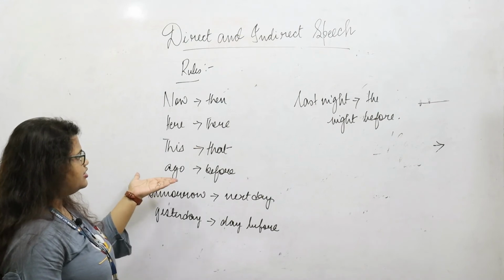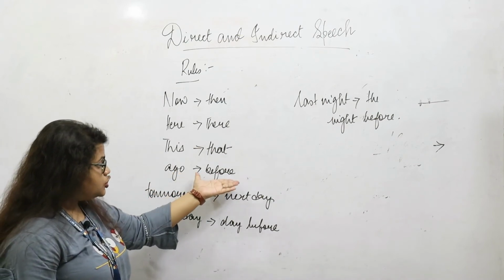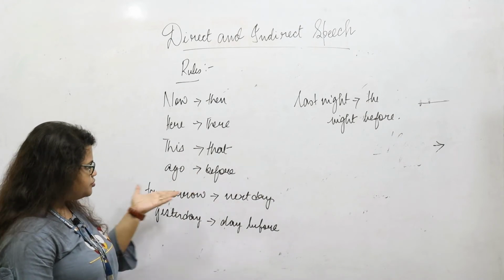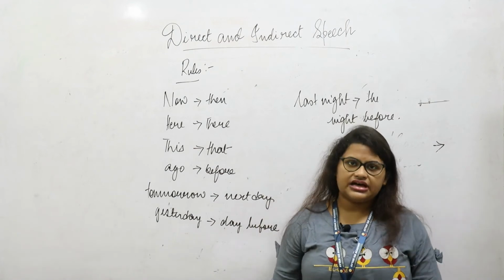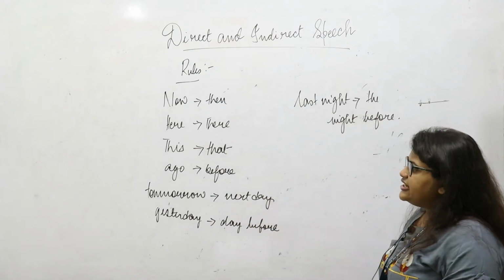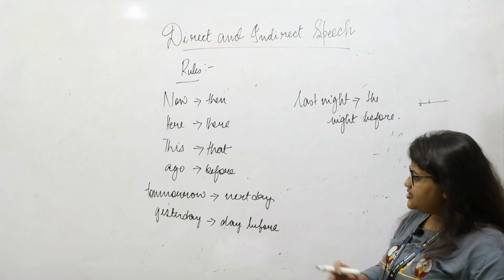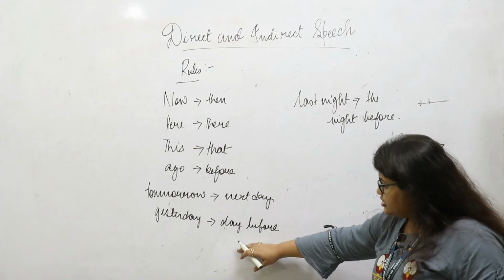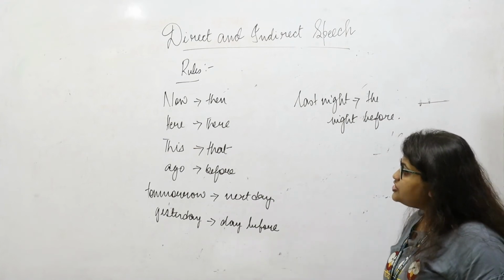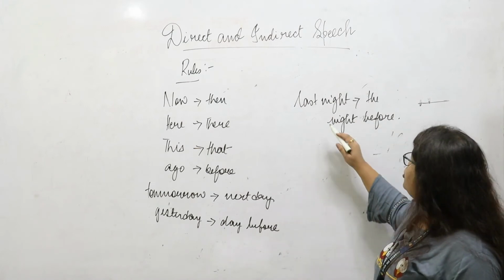If there is "ago," we are talking about a time that's long ago, it would change as "long before." "Tomorrow" would become "the next day." For example, "the teacher said that she would explain us the sum tomorrow" becomes "the teacher said that she would explain us the sum the next day." "Yesterday": she said, "I went there yesterday." When it changes to indirect speech, it becomes "she said that she went there the day before."